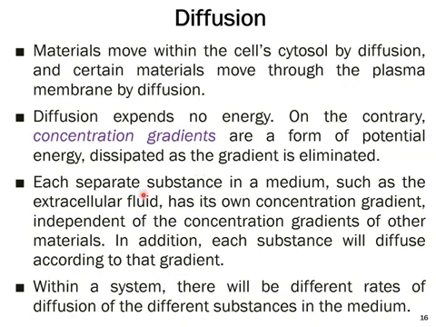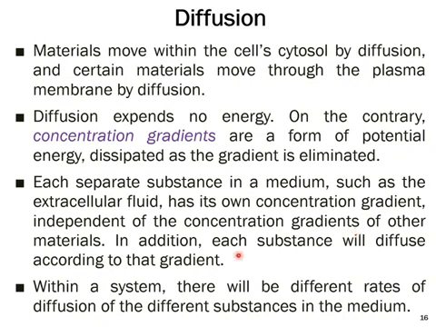Each separate substance in a medium, such as the extracellular fluid, has its own concentration gradient. So concentration gradient is not a universal phenomenon. It is different for each substance. There are sugar molecules, and there are other substances, solute particles, water, sodium, potassium ions. Everything has its own concentration gradient, and that is independent of the concentration gradients of other materials.